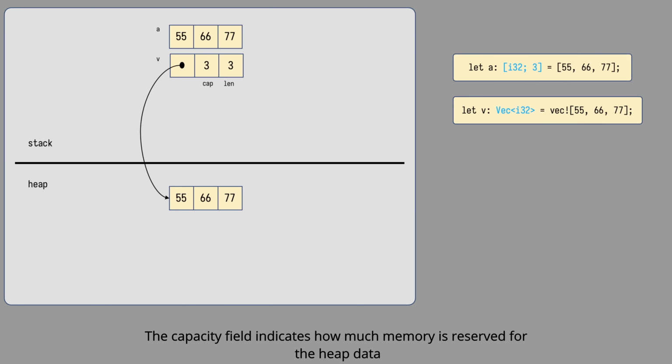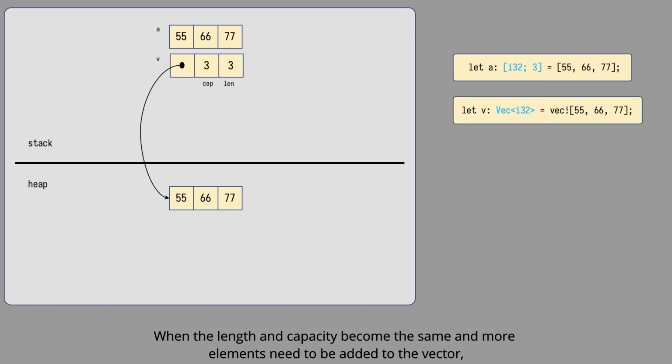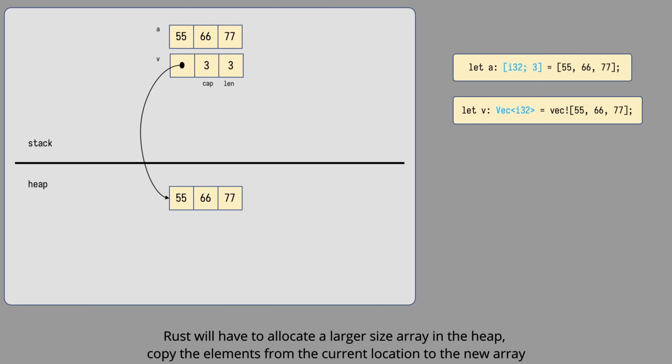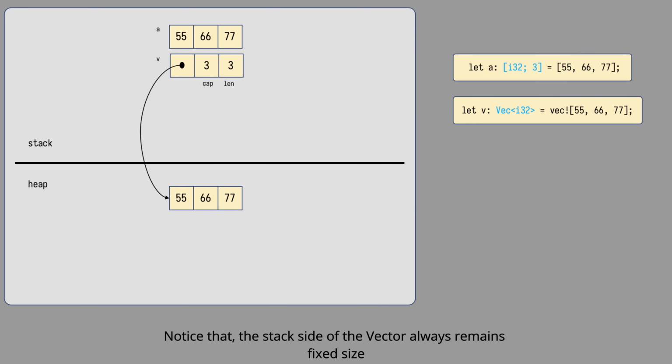The capacity field indicates how much memory is reserved for the heap data. When we add more data to the vector, if we haven't reached its currently allocated capacity, Rust doesn't have to allocate more space for the heap data. When the length and capacity become the same and more elements need to be added to the vector, Rust will have to allocate a larger size array in the heap, copy the elements from the current location to the new array, and update the pointer to the new memory location. Notice that the stack side of the vector always remains fixed size.